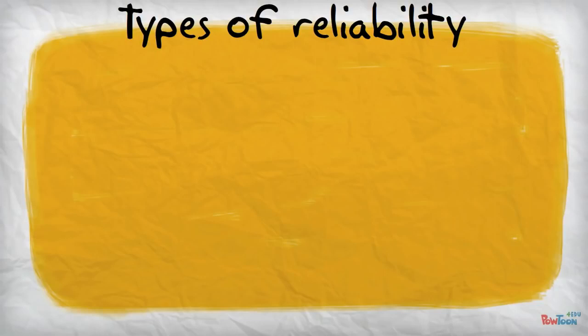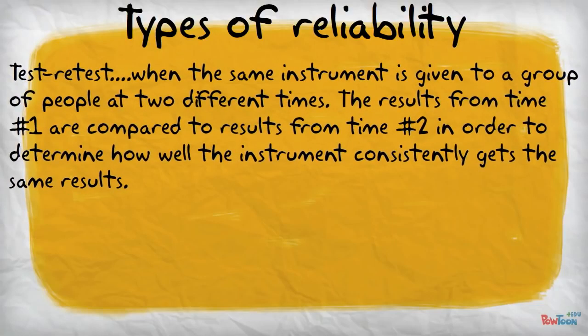a few different ways. The first is test-retest reliability. This is when the same instrument, so the same survey, is given to a group of people at two different times. The results from those people from the first time they filled out the instrument are compared to the results from the second time in order to determine how well the instrument consistently produced the same results from those people.